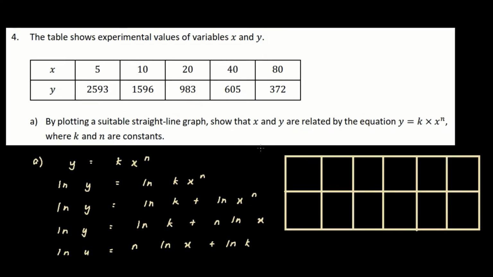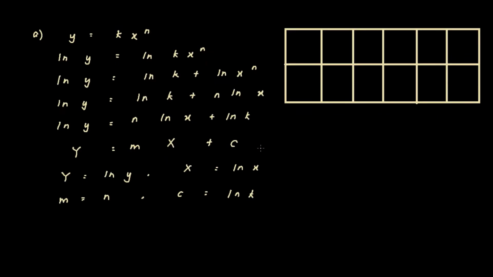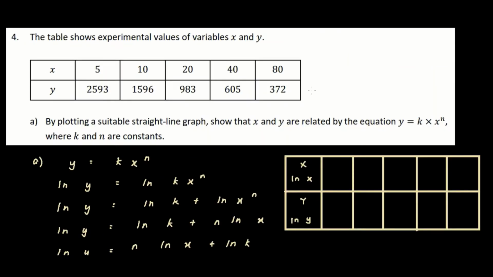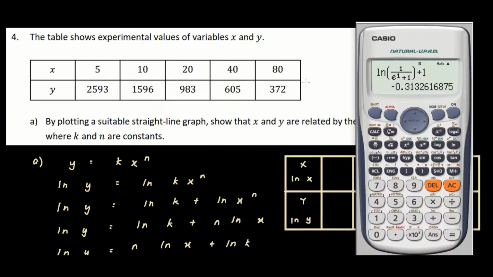Let's put them into a new table. Since we know our new x and our new y, this is the new x, then this is the new y. The new x is natural log of x, then the new y is natural log of y. Now from your original table, we need to change all the values into natural log. Just by using your calculator, let's say the first one is natural log of 5, right? You just put in your value here.